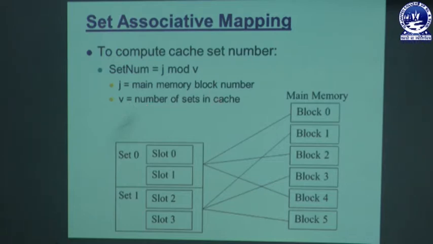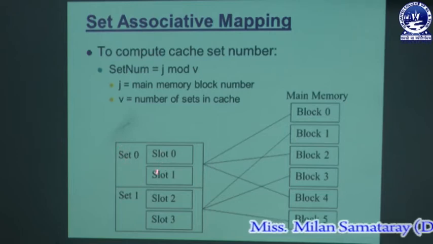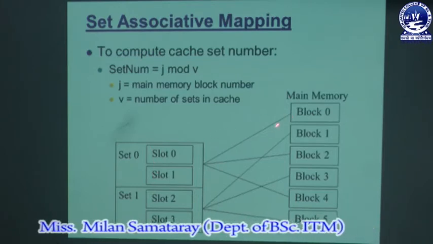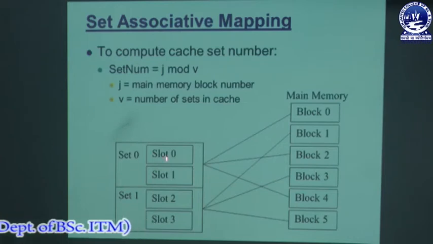If you want to map block number 0 into the cache memory, then what will be the value and where will it be mapped? So 0 mod V, and how many sets are in the cache? Here it is 2. So 0 mod 2, the remainder is 0. So block 0 has to be placed in set 0, and this set 0 contains 2 lines or 2 slots, you can say here. So it can be mapped into any line of this set 0.